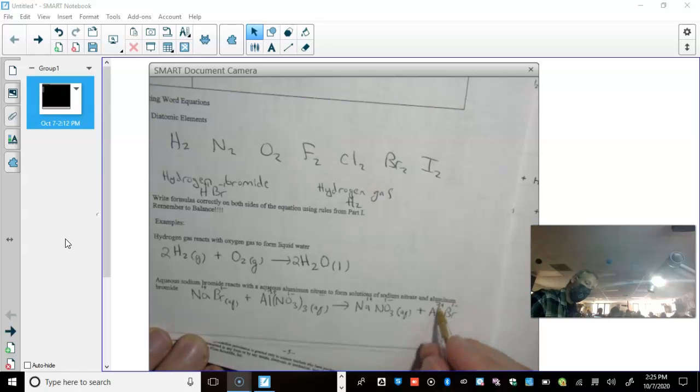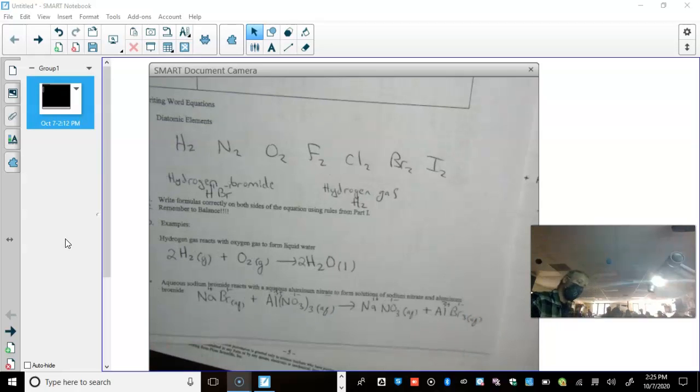All right, then we got to crisscross it. The charge of aluminum says we need 3 bromines. The charge of bromine says we need 1 aluminum, AlBr3. And it's a solution, so it's aqueous. So really all this is the same stuff. It's writing formulas, nothing new. And then the other thing is balancing. So we're merging the two concepts.